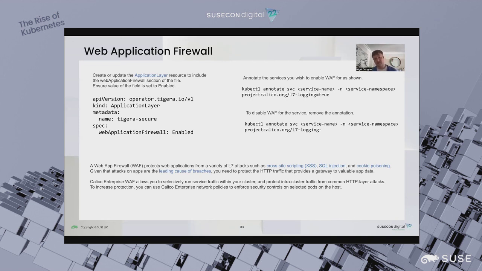In this case, things like cross-site scripting, SQL injection, cookie poisoning, they're all examples of WAF or L7 or at HTTP level attacks. So being able to use WAF as a way to prevent those leading causes of breaches is really cool as well. So we're securing not just on the network, but also on the application layer.